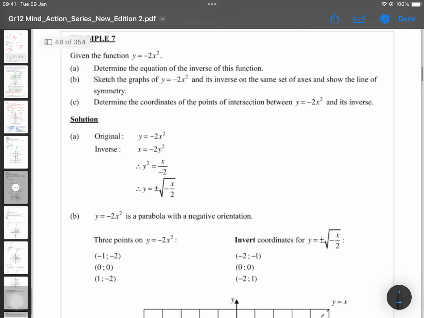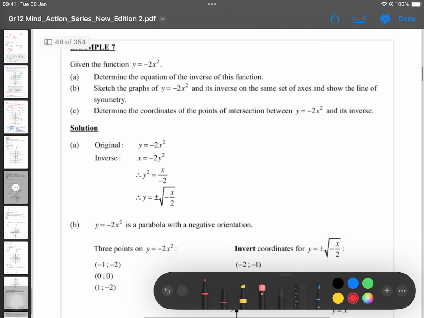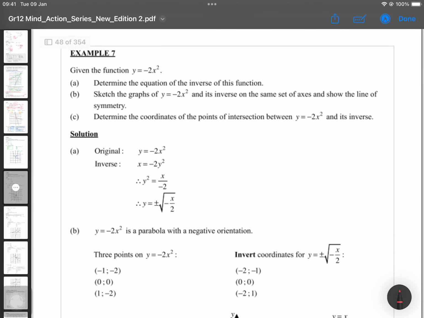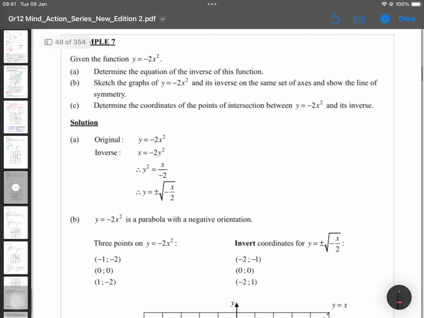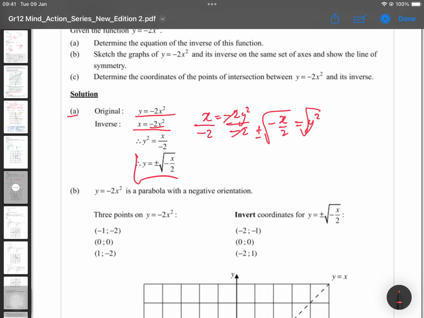And then next one, given the function y equals -2x², determine the equation of the inverse. Again, A. So the original, swap x and y, make y the subject of the formula, that is divide by -2 on both sides. And then this cancels that. Then you have -x/2 equals y². Apply square root on both sides, plus or minus. So that's how you have that.